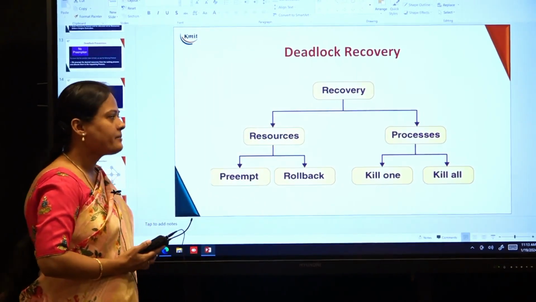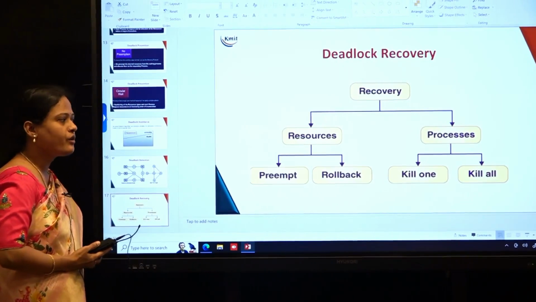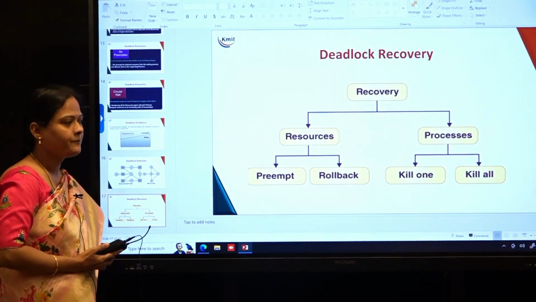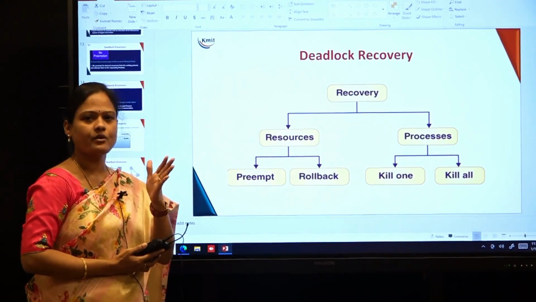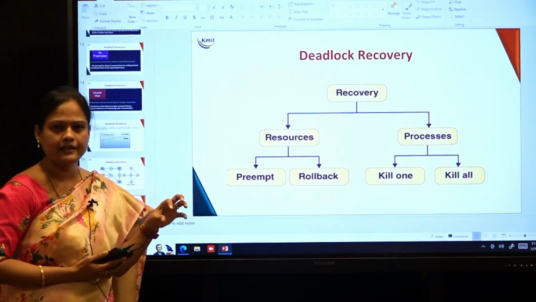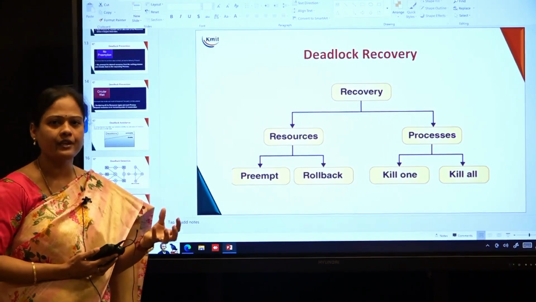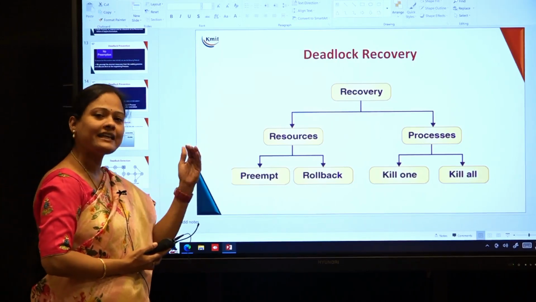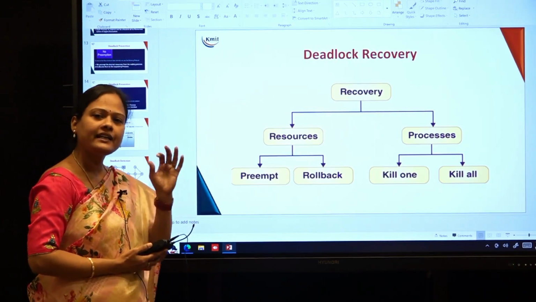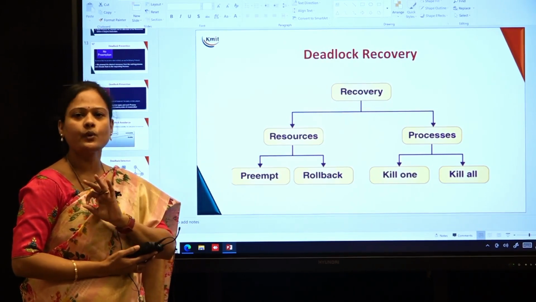You go for the next method where I will only concentrate on my processes. So, when you go for recovery through processes, you go for aborting a process. You start killing your processes. If one process is killed, all the resources allocated to that particular process are now free, so they can be allocated to some other process. You start killing process by process until your system is in a safe state, meaning that there is no deadlock.